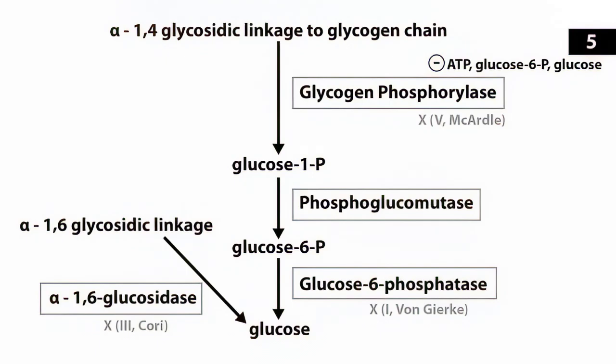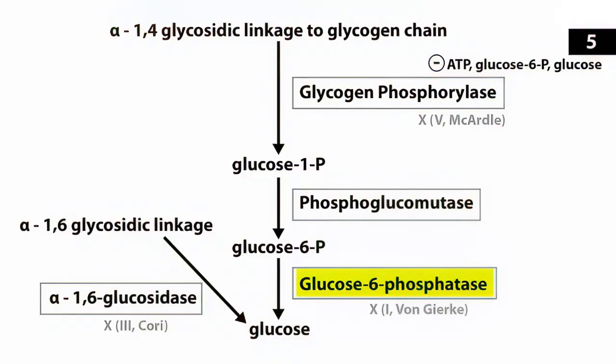The majority of glycogen is composed of these alpha-1,4 linkages. And the enzyme that's used to break down the alpha-1,4 linkage is called glycogen phosphorylase. So glycogen phosphorylase breaks down the alpha-1,4 linkage and cuts loose one glucose 1-phosphate molecule. Then an enzyme called phosphoglucomutase converts that glucose 1-phosphate to glucose 6-phosphate. And then the enzyme glucose 6-phosphatase converts it back into glucose.